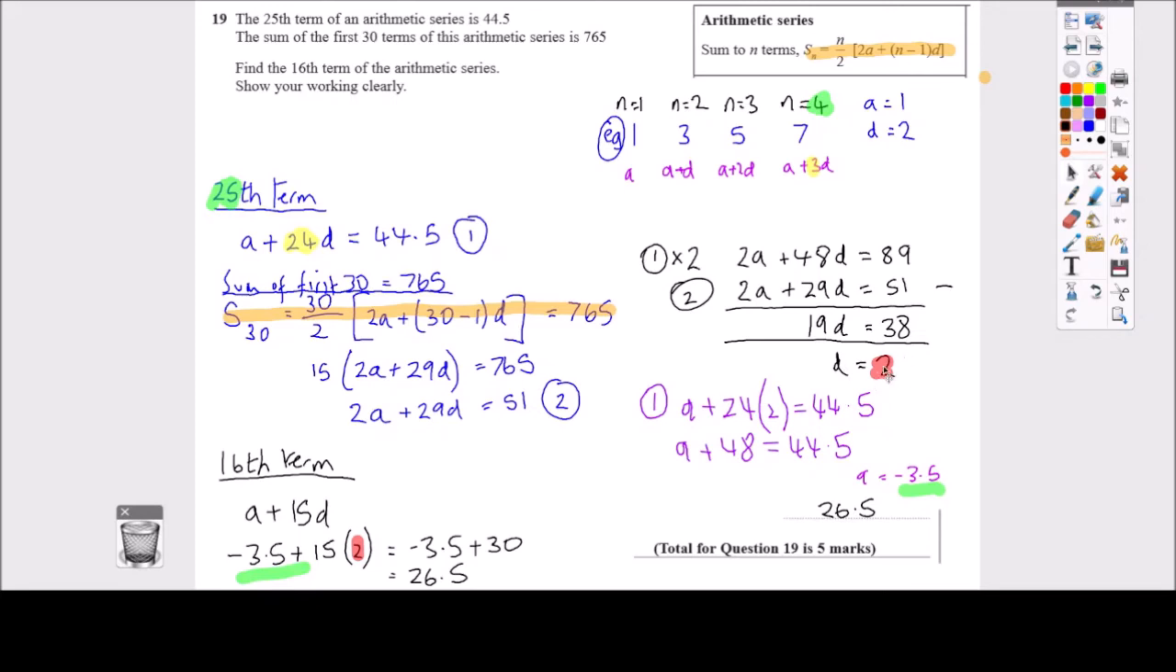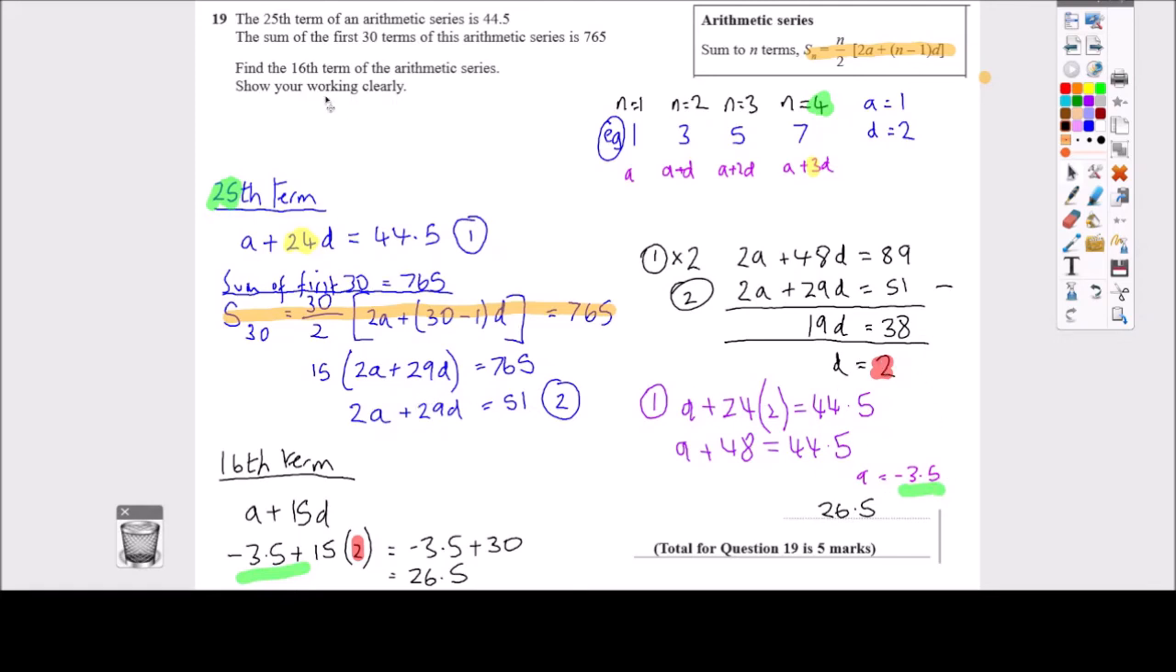Now, substituting this back into either of the original two formulas, I've taken formula 1. We've got a plus 24 lots of d, so 24 lots of 2, equaling 44.5. So 24 lots of 2 is obviously 48. Take away 48 from both sides. We get a, our opening term, being minus 3.5. So we know what a and d is.